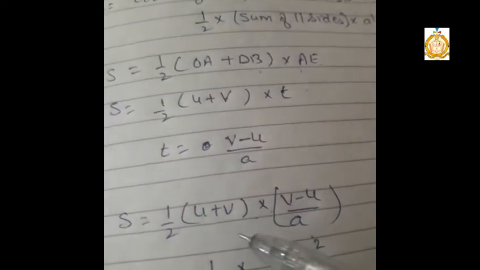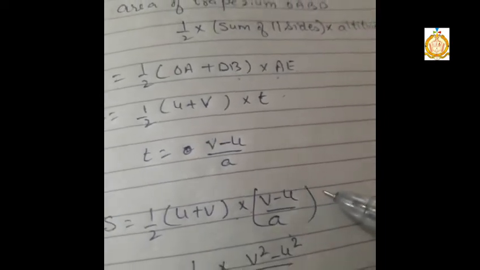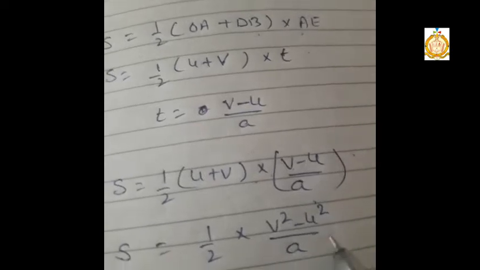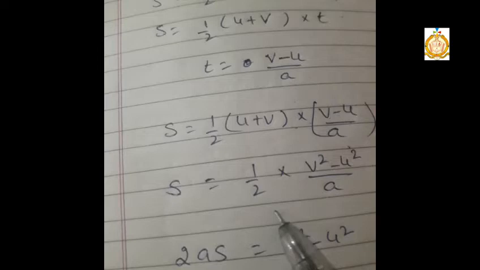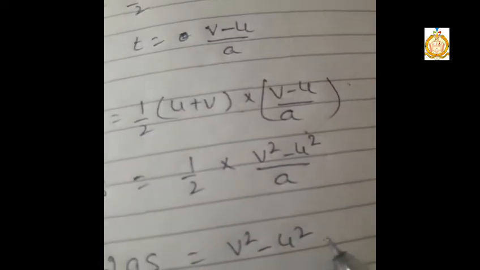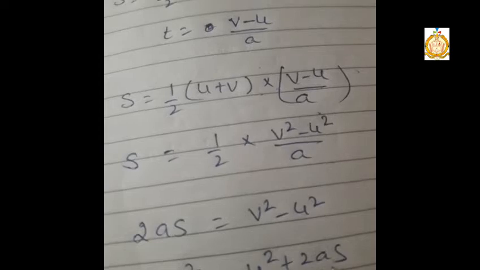So here we can put the formula (A plus B) into (A minus B) is equal to A square minus B square. The same formula I have put here. So that is U plus V into V minus U, that is V square minus U square upon A. So 2 base, what is the denominator? LCM, 2 into A into S, cross multiply, that is 2AS is equal to V square minus U square. So V square is equal to U square plus 2AS is the third equation.